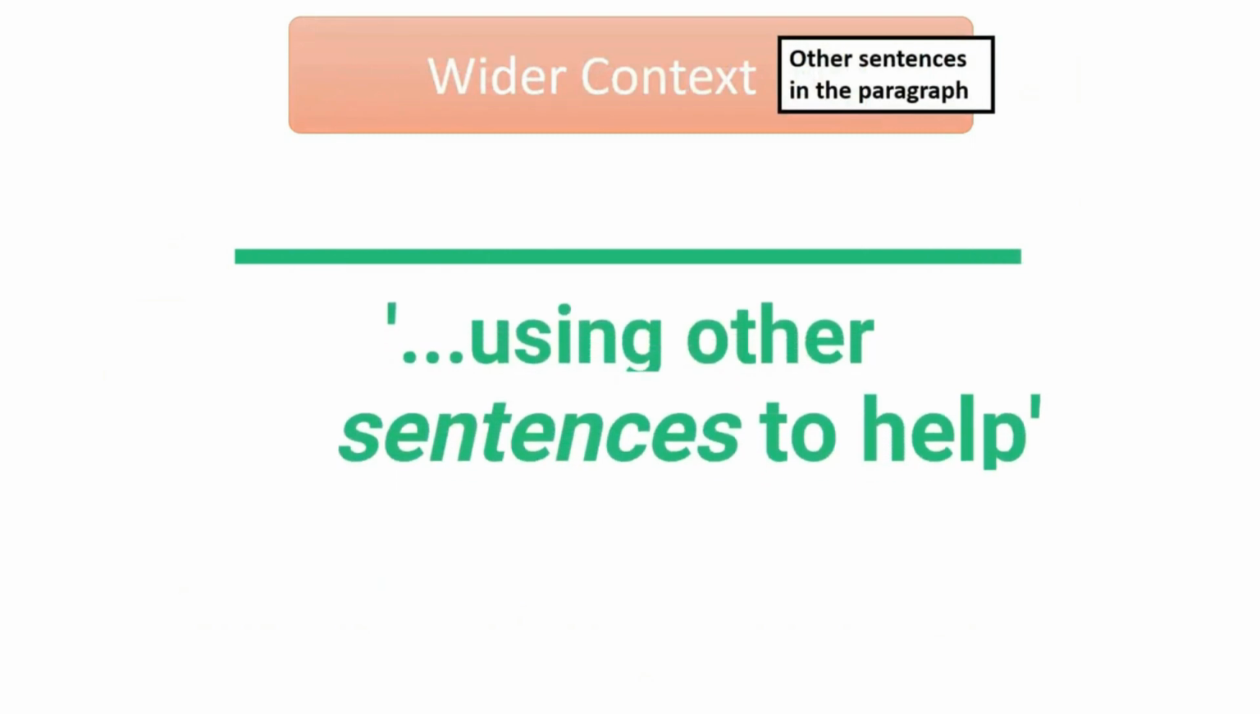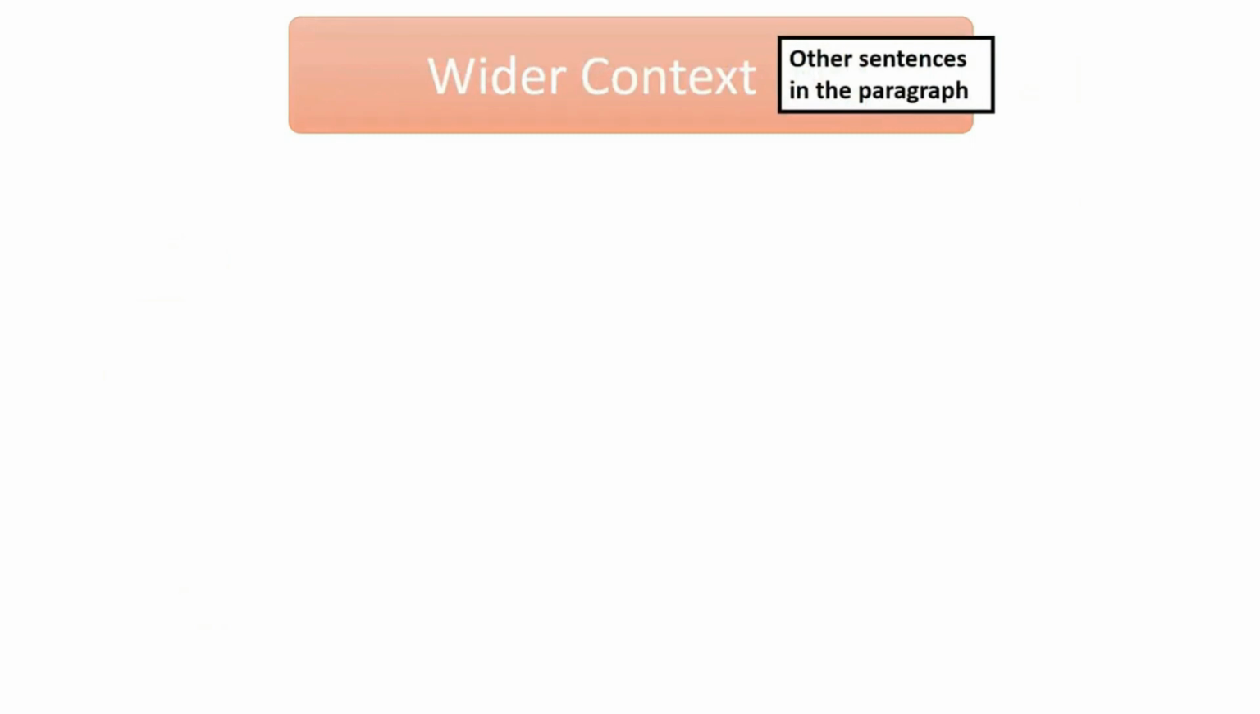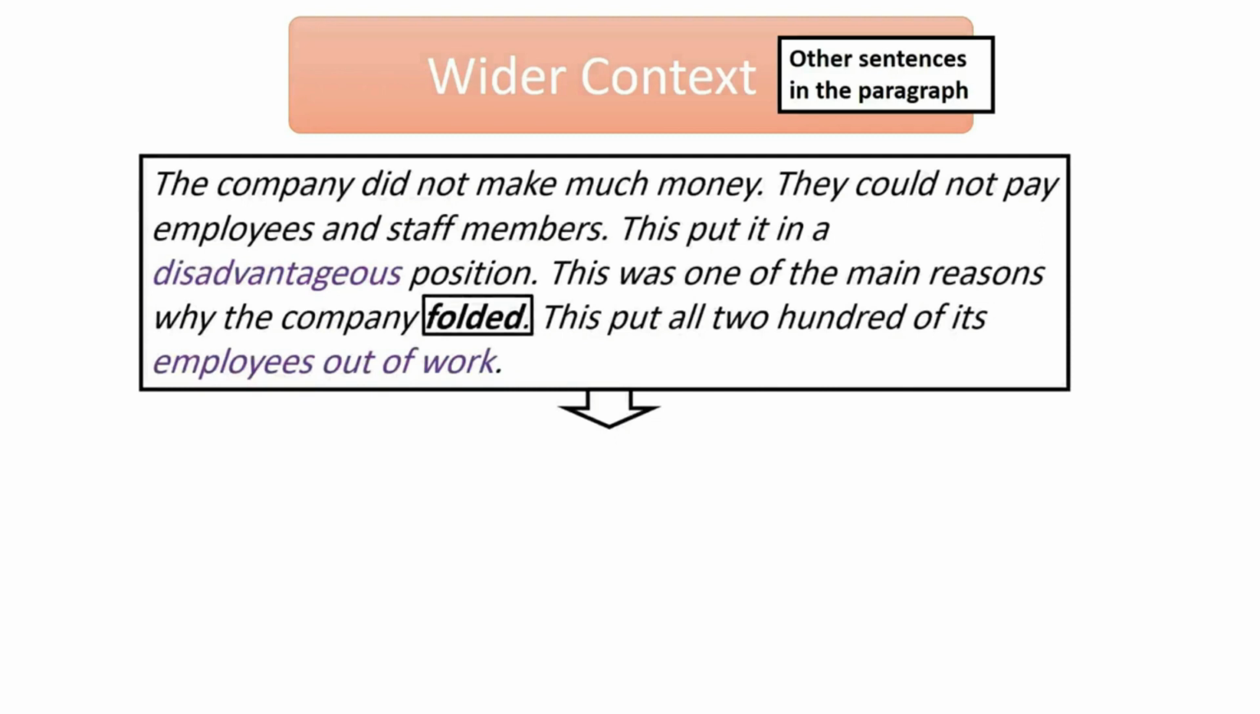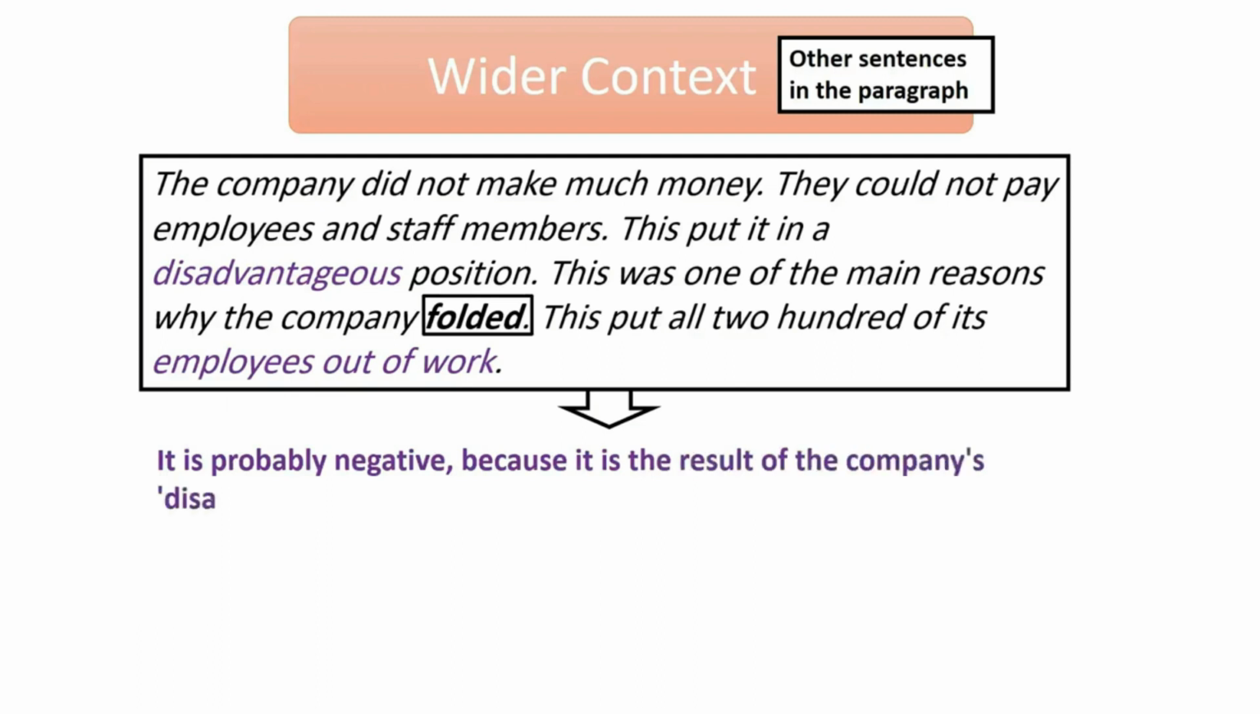The wider context, and that is using other sentences in the paragraph. So we have, for example, this paragraph here. The company did not make much money. They could not pay employees and staff members. This put it in a disadvantageous position. This was one of the main reasons why the company folded. This put all 200 of its employees out of work. We want to know the meaning of the word folded. So let's start. We can say it is probably negative because it is the result of the company's disadvantageous, which means bad, position. So disadvantageous is a key word here to understand the meaning of folded.